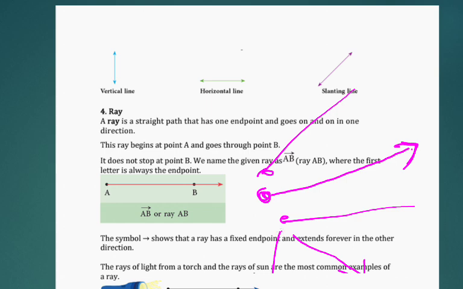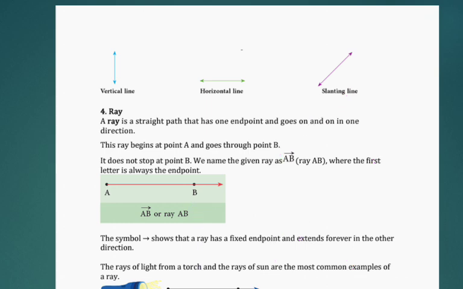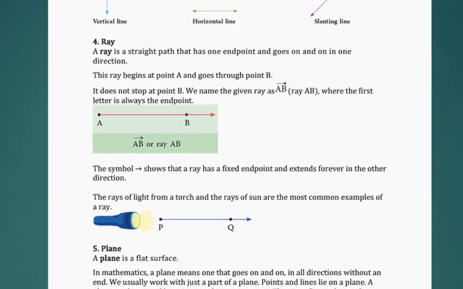In science we have come across the sun's rays. You have studied sun's rays, like a torch light. In a torch light you have seen many lines coming out.